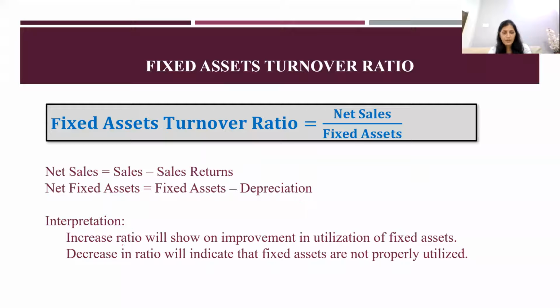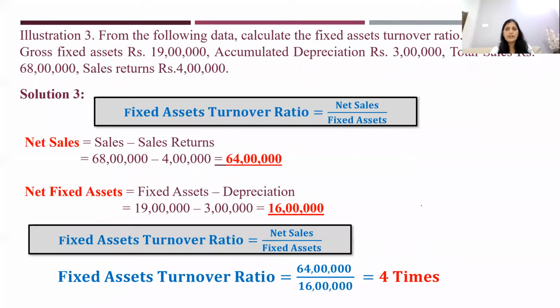Interpretation of this: an increase in ratio will show an improvement in utilization of fixed assets. A decrease in ratio will indicate that fixed assets are not properly utilized. Take down this part. Okay, so we'll do one problem on this.